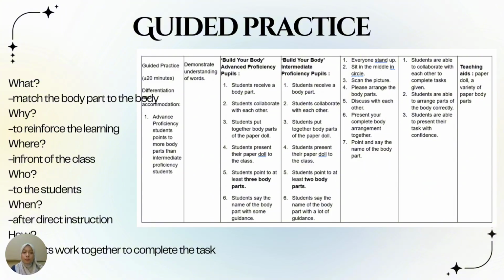How this activity is carried out is that students work together to complete the task. The differentiation and accommodation that I made for this level is that advanced proficiency students point to more body parts than intermediate proficiency students. So for the assessment that I made during the guided practice is that students are able to collaborate with each other to complete tasks given.